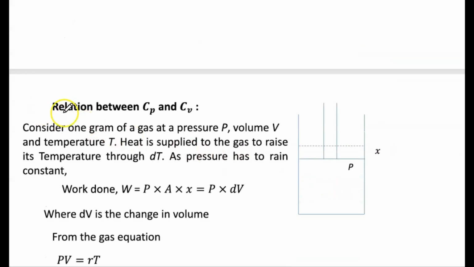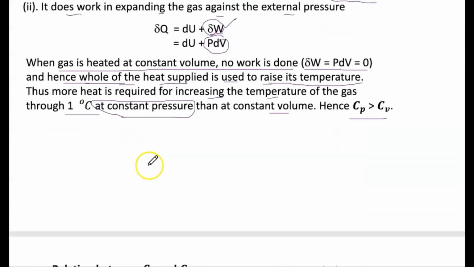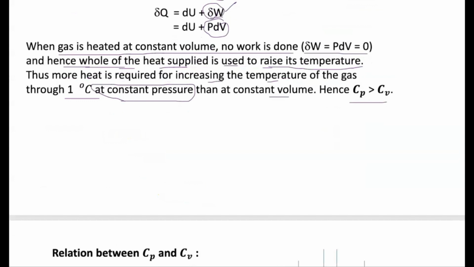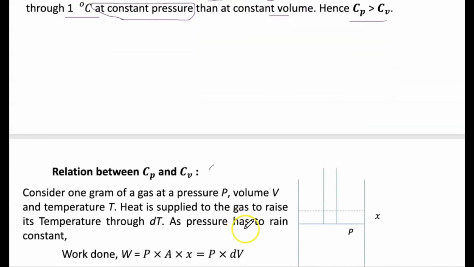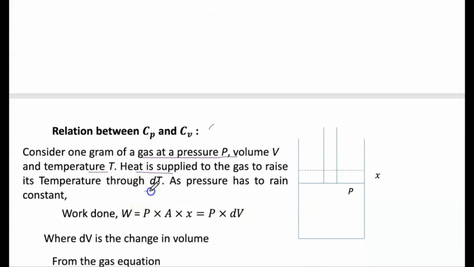Now let's find the relation between Cp and Cv. I'll go step by step. First, consider 1 gram of gas at a pressure P, volume V, and heat supplied to the gas to raise the temperature through dT. As pressure has to remain constant, work done will be equal to P into A into X. A into X is area into displacement, so that becomes the volume dV. Work done will be pressure P into A into dx.